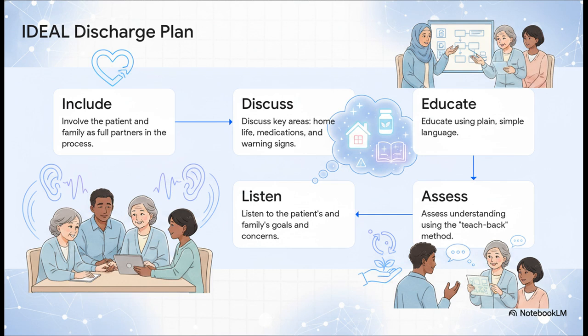A is for assess, and this is a good one. You use the teach-back method. Get them to explain it back to you to make sure it's landed. And finally, L is for listen. Just listen to what they're worried about. It's such a simple, powerful tool.